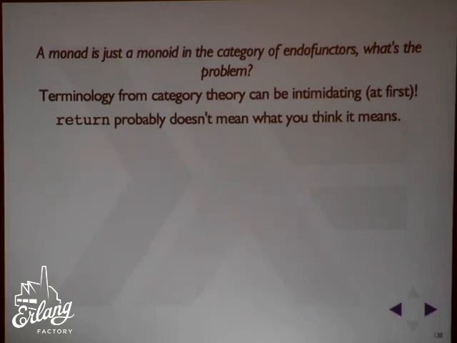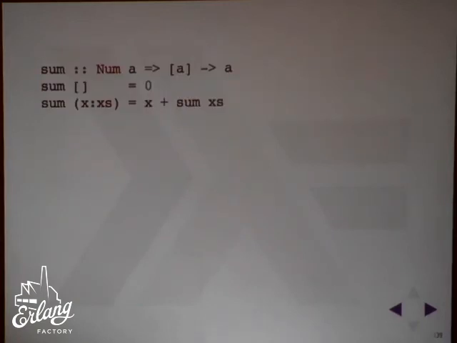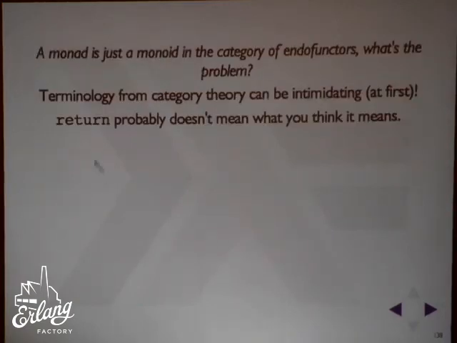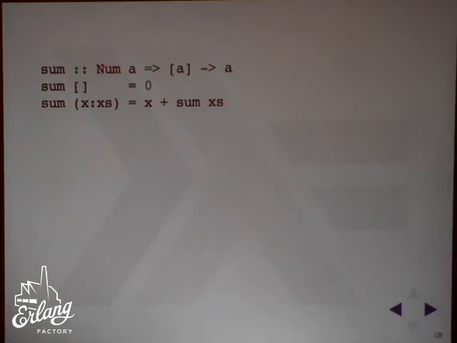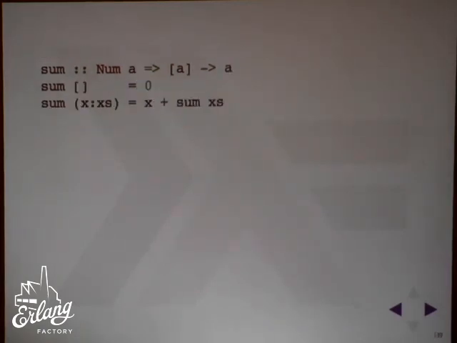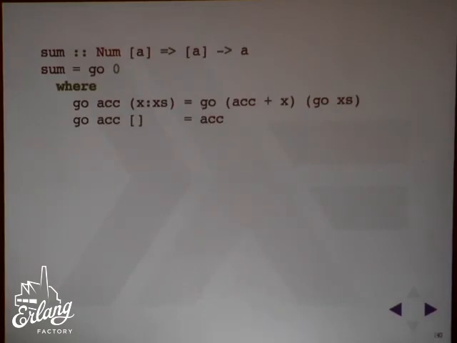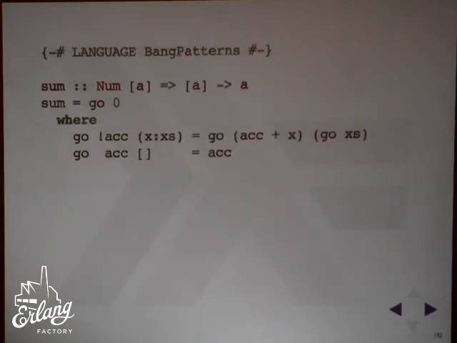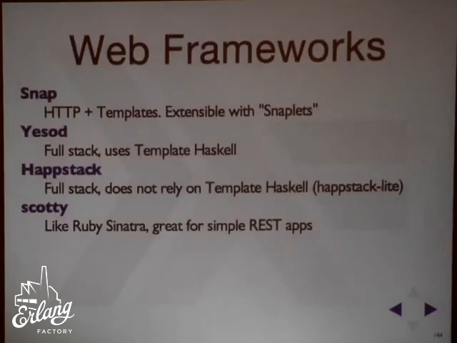And this is an example of some of the terminology. It's kind of a joke, but not really. A monad is just a monoid in the category of endofunctors. What's the problem? And there's a lot of overloaded words, like return doesn't mean what you think it means. And so this is an example of where laziness can bite you. This may not actually compile to something efficient, even though it looks like it should. And then you would rewrite that to go something like this. And I'm not going to go too much into that.